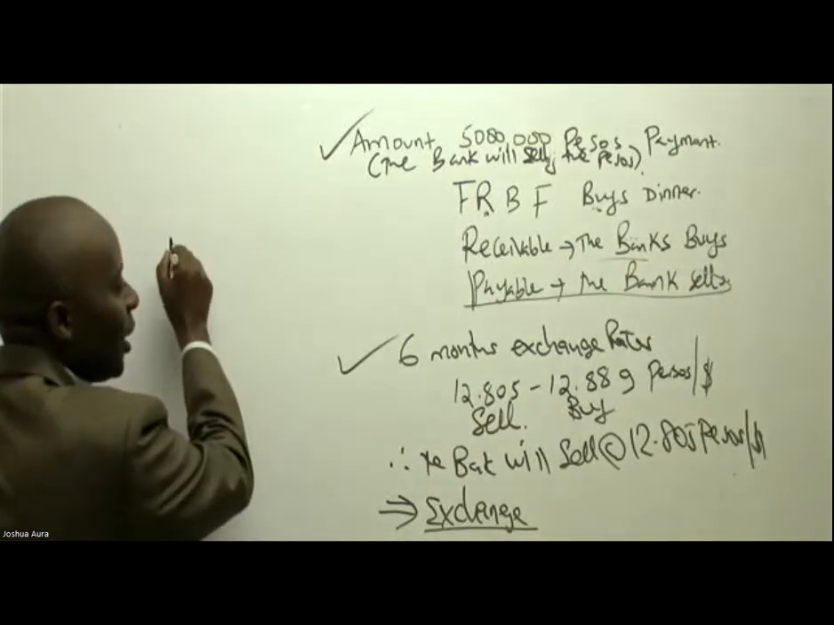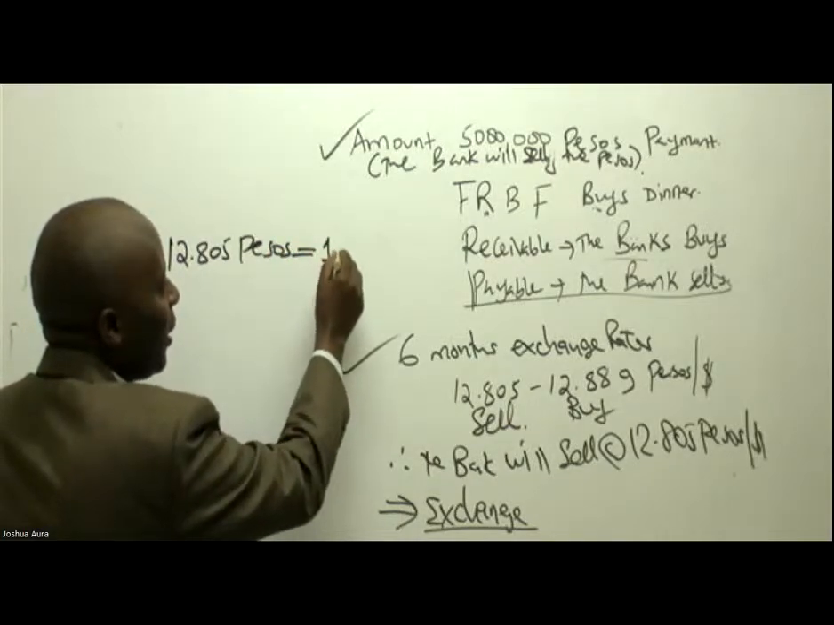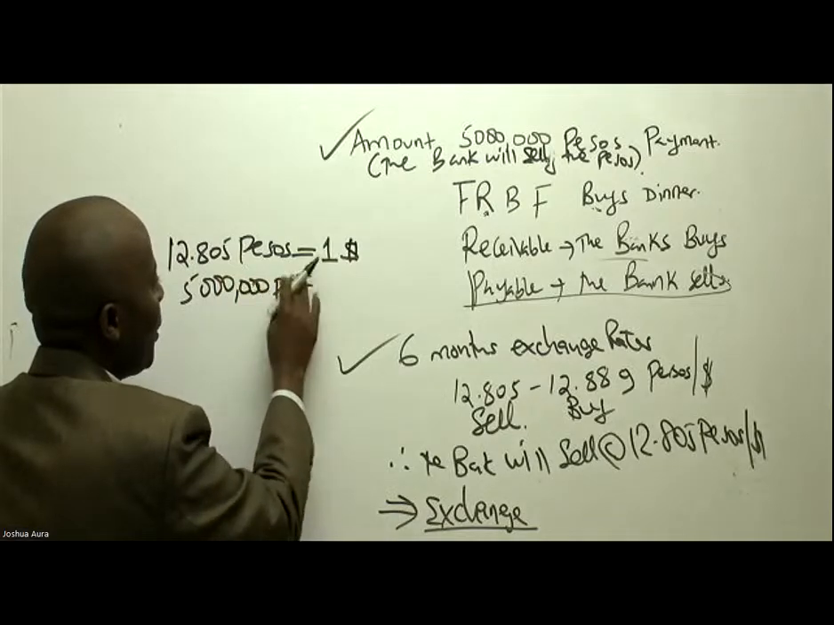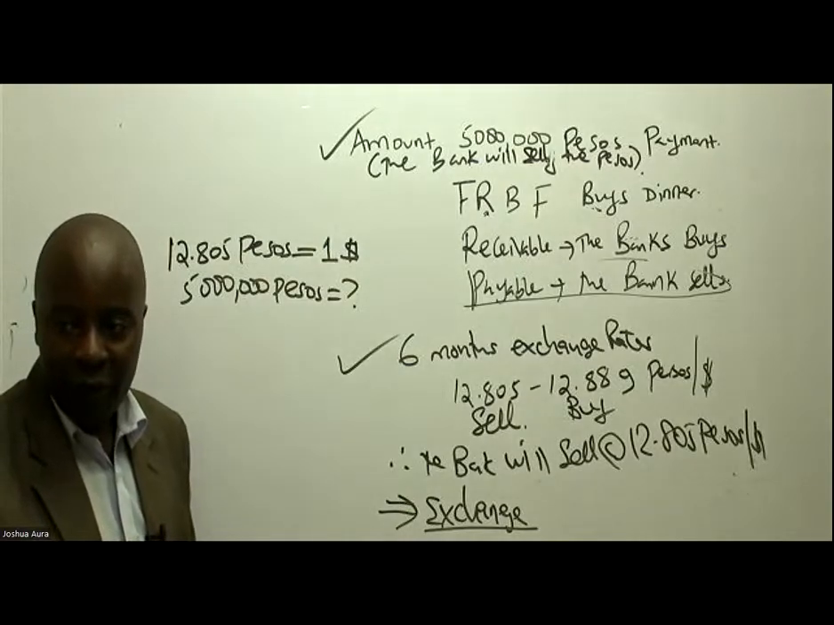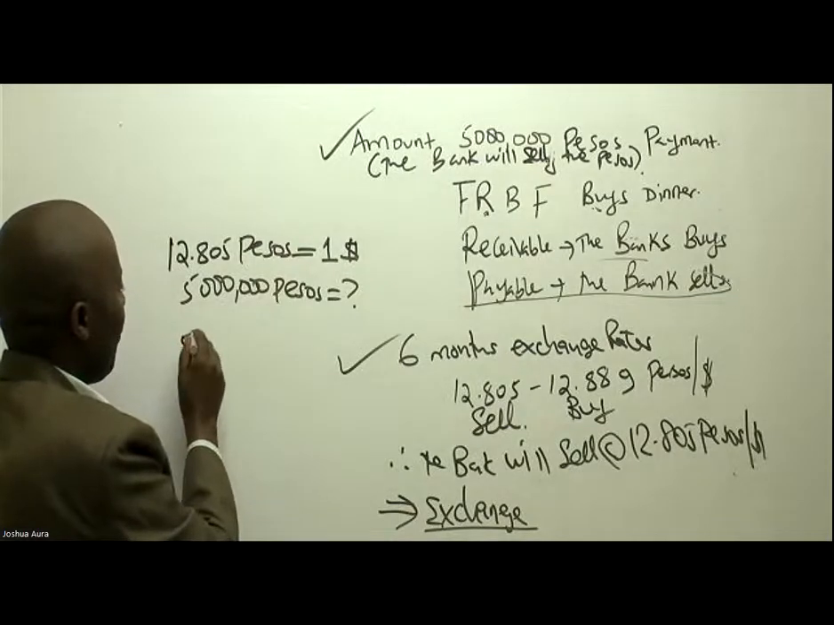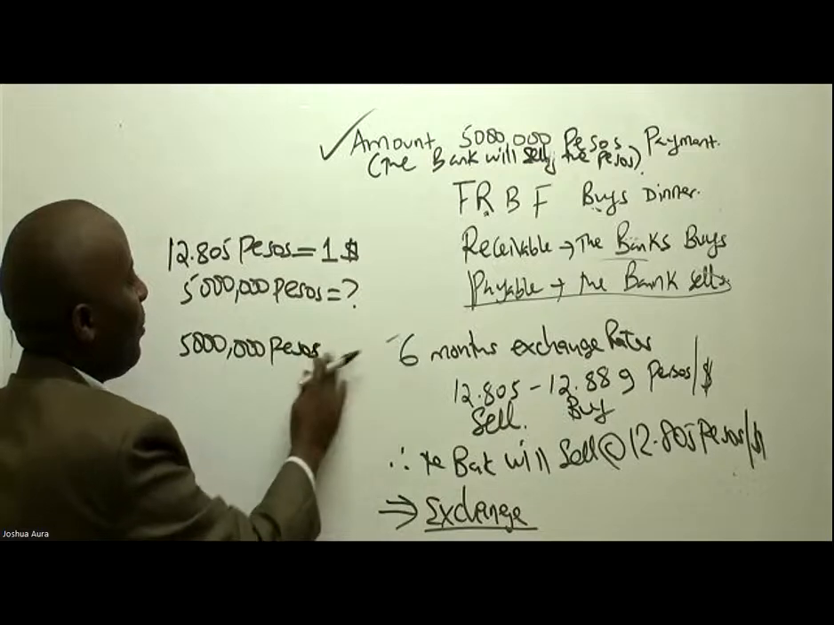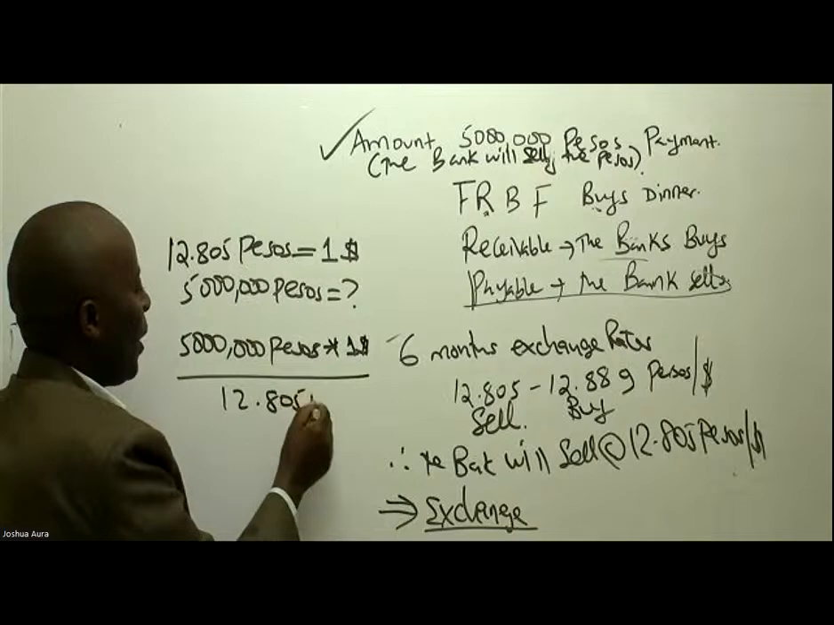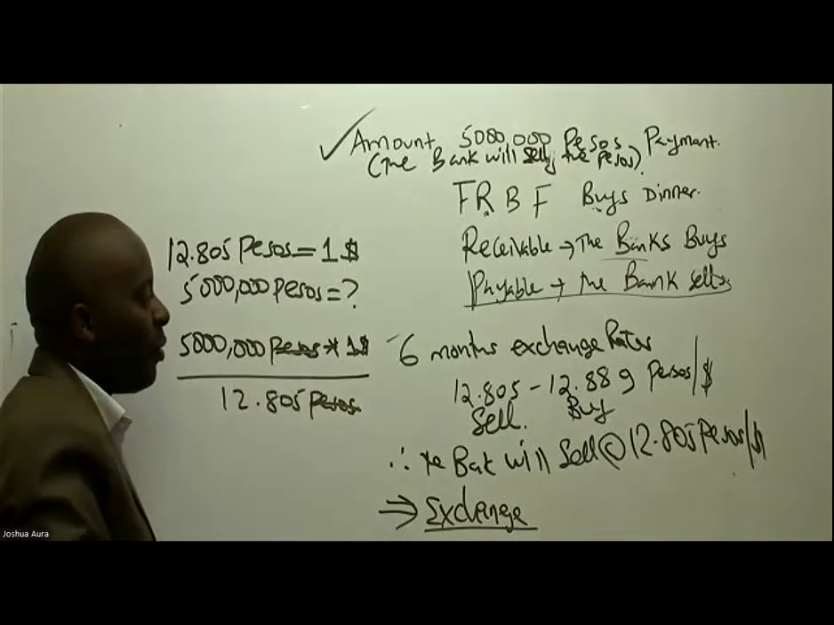So when you're exchanging, it is 12.805 pesos equals $1 US. How about 5 million pesos? So please go ahead and cross multiply. It will be 5 million pesos times $1 all over 12.805 pesos. So the pesos will cancel out, leaving me an answer in dollars.